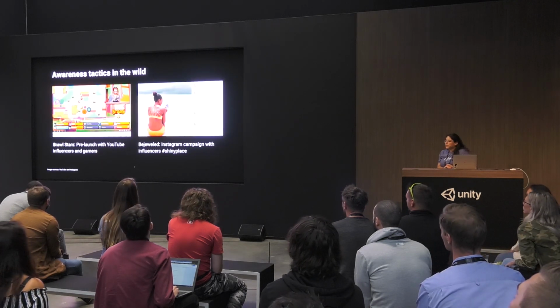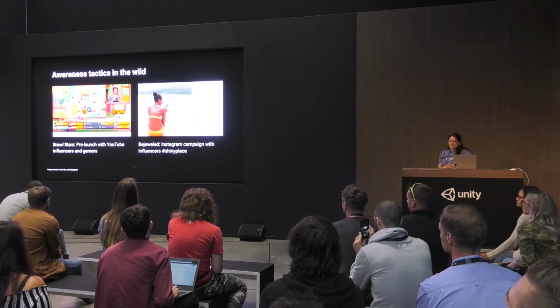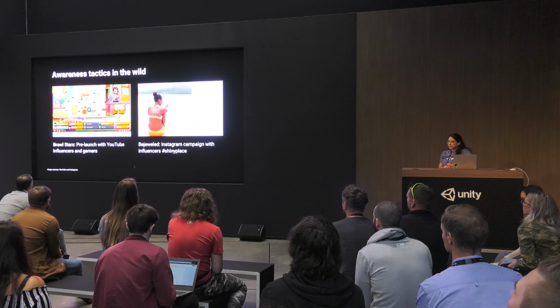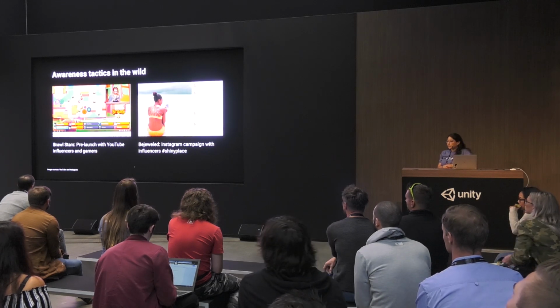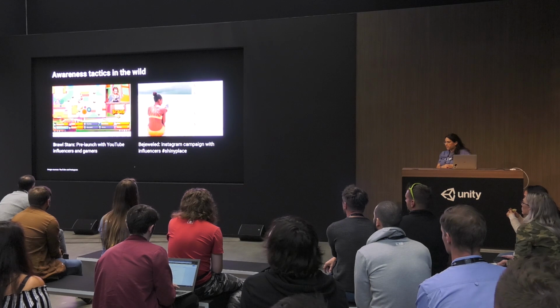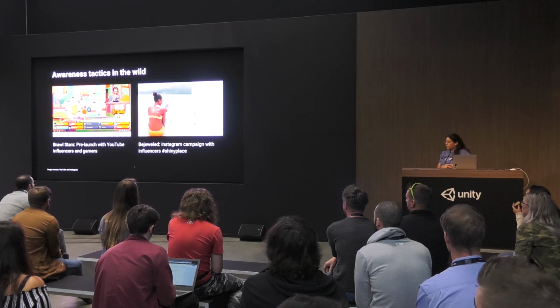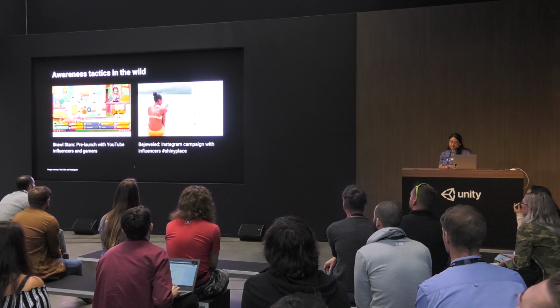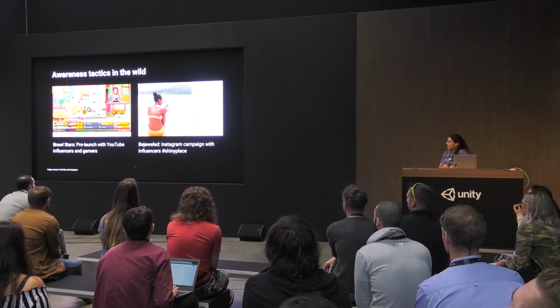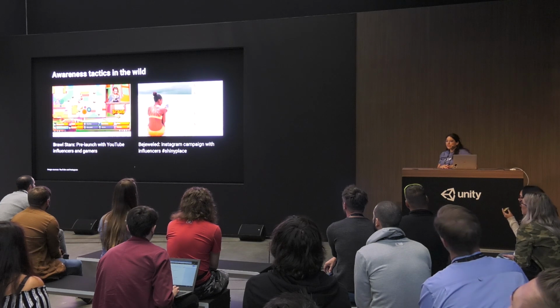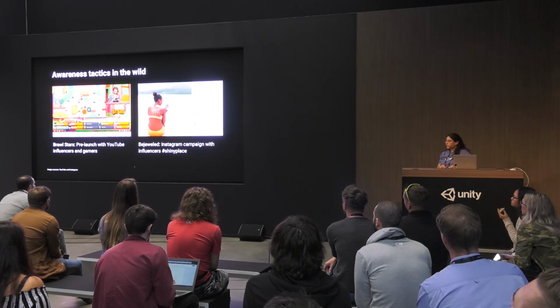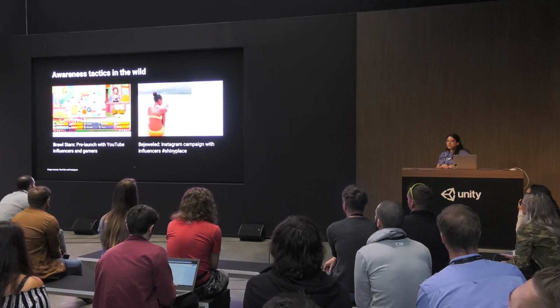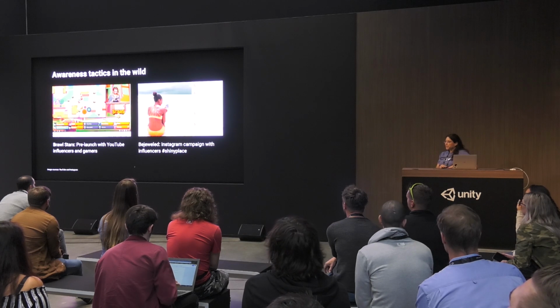So here are some examples of awareness tactics in the wild. So Supercell, for the launch of their game Brawl Stars, they partnered with YouTube influencers and gamers of past Supercell titles, and they held a live stream event where people could tune in and watch these YouTube influencers playing the game and then pre-register their interest before the app even launched. Bejeweled, another type of game, their whole message was that playing Bejeweled takes you to your shiny place. It's something that you can do to escape from reality. So they partnered with different influencers and utilized Instagram to have the influencers post themselves in their shiny place with this hashtag.